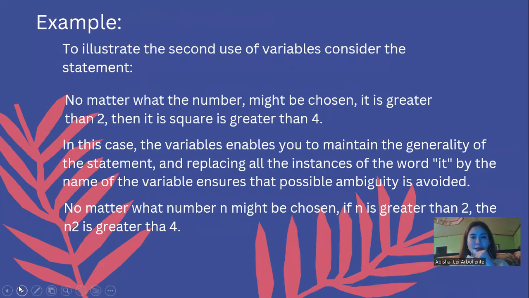Example. To illustrate the second use of variables, consider the statement: no matter what number might be chosen, if it is greater than 2, then its square is greater than 4. In this case, the variable enables you to maintain the generality of the statement, and replacing all the instances of the word "it" by the name of the variable ensures that possible ambiguity is avoided. No matter what number n might be chosen, if n is greater than 2, then n squared is greater than 4.